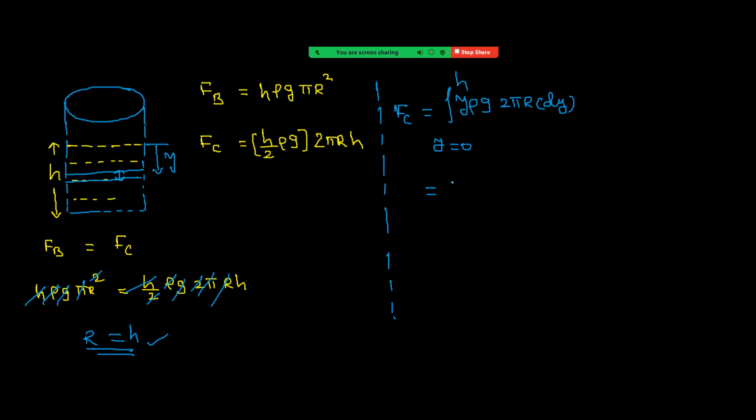I can take the constants outside: 2 pi r, rho g. Remaining is y dy, which becomes y square by 2, that is h square by 2. You can see we got the same result here: 2 pi r, rho g, remaining h square by 2. So if you do not know that result, we have to calculate it like this. I hope you got the clarity. Let us go for the next problem.